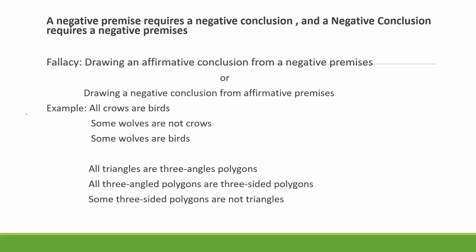Okay, next one. A negative premise requires a negative conclusion, and a negative conclusion requires a negative premise. Means here, first, just assume that I am getting an affirmative conclusion. What is affirmative? Affirmative means positive. So I am getting a positive conclusion from negative premises. Suppose, for example, no apples are red, some apples are not red. So automatically what conclusion will come? Negative only. Positive won't come. With both negative premises, the conclusion will be negative. So here what happened? A positive conclusion has come from both negative premises.